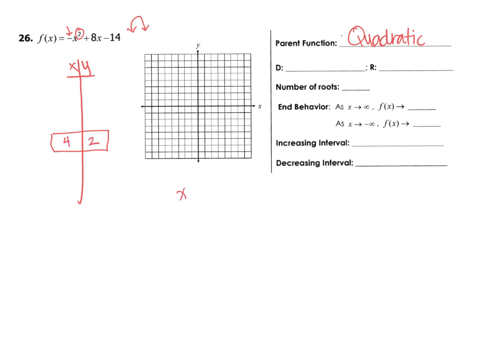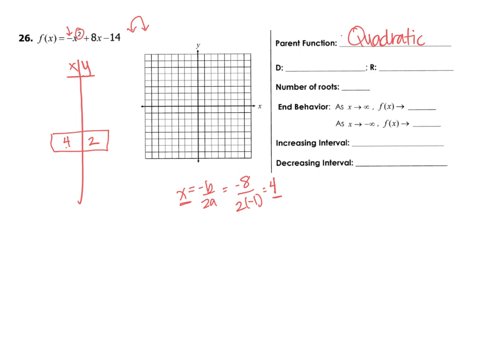And again, you could have used x equals negative b over 2a, which would have been negative 8 divided by 2 times negative 1, which does equal 4. Okay, that would be the x value of our vertex. Again, but using your graphing calculator, since you have them, is just way quicker.